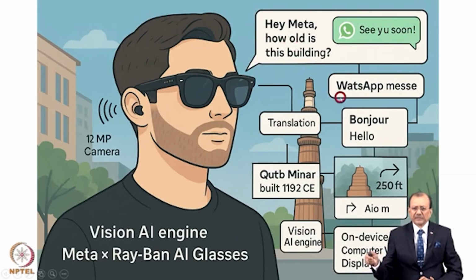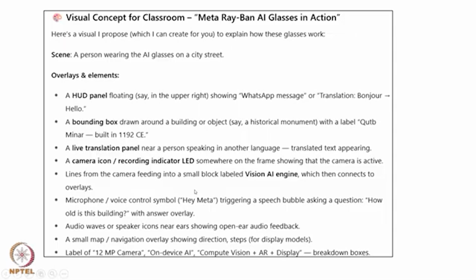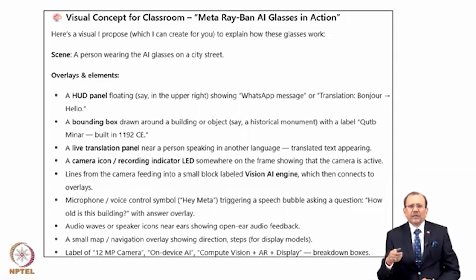Then this building is identified by WhatsApp, and he gets a message that this is the Qutub Minar, it was built in 1192 CE, and it is 250 feet high. So that is the way this technology is empowering human beings now, and this is a recent launch. I have also put a slide on the key functionality of Meta Ray-Ban AI glasses.